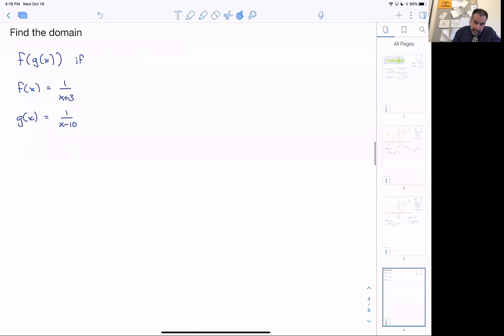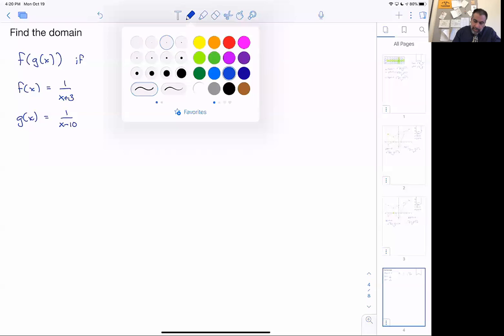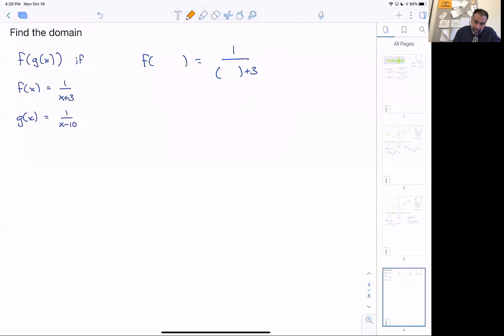The way I want to think about it is I just want to compute and find f of g of x. So the idea here is to find f of something first. That's going to be 1 over something plus 3. This is taken directly from f of x. And now what I want to do is substitute in my g of x value. So my g of x value is given to me over here.